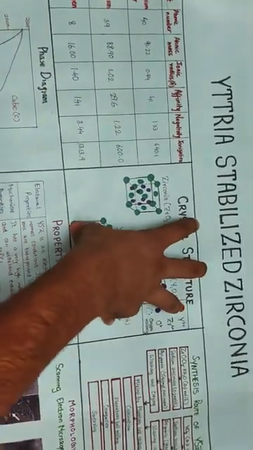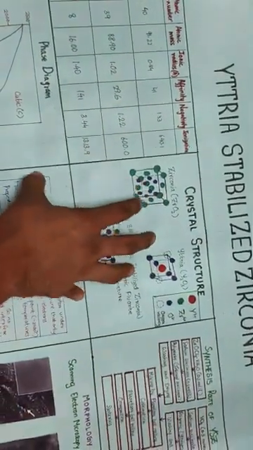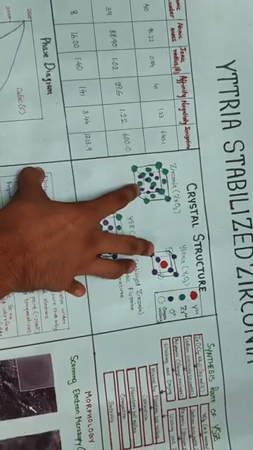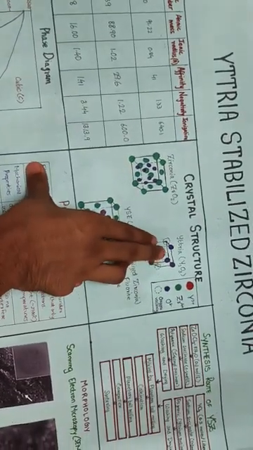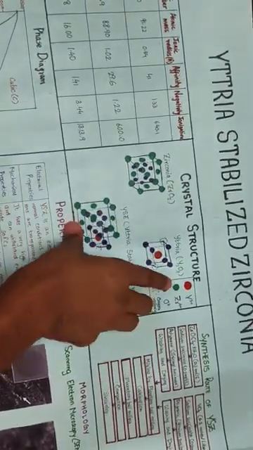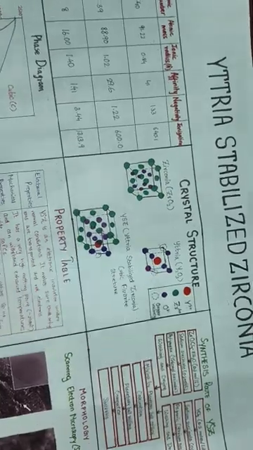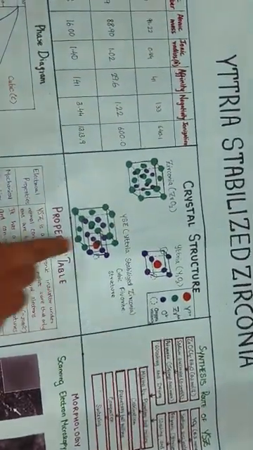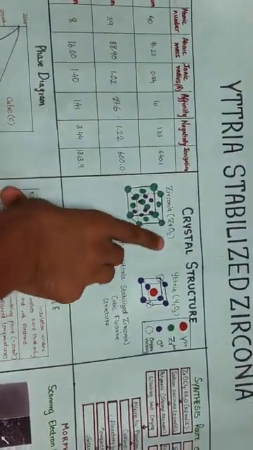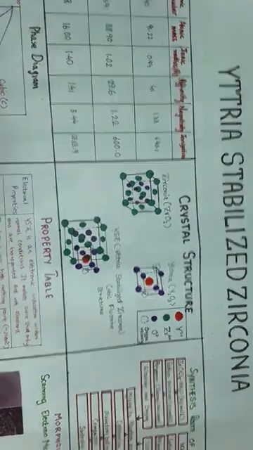Coming on to the crystal structure, here the green dots represent zirconium, Zr4+, the red dot represents yttrium, and the blue dots represent oxygen, O2-. So zirconia's structure looks like this, ZrO2.